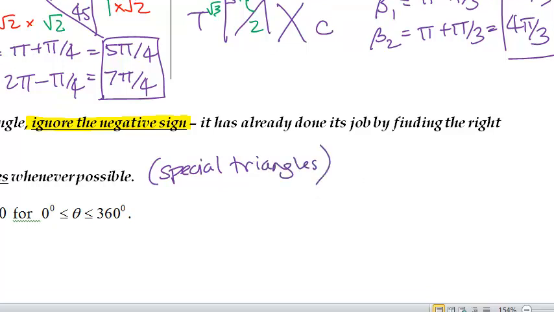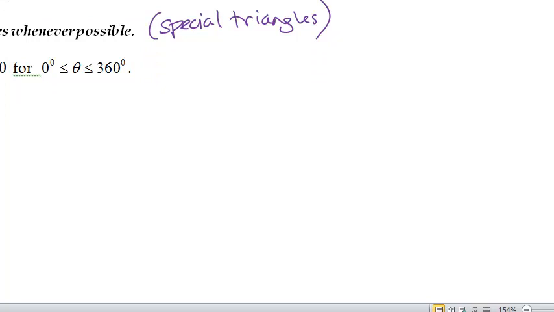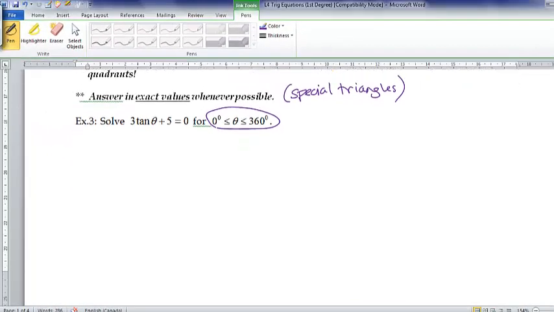Okay, so example 3 here. Solving 3 tan theta plus 5 equals 0, only from 0 to 360. So notice that this time I'm looking in degrees, so my answer should be in degrees, not radians. Okay, this time I have a little work to do first. I need to isolate the tan function. So I'm going to move the 5 to the other side and divide by the 3. And then this is what I'm going to deal with.